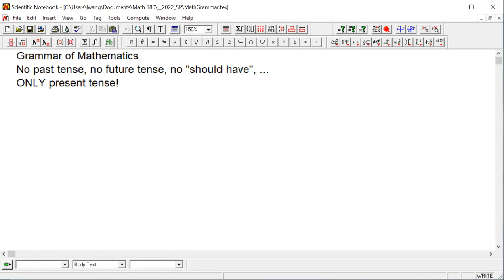Only present tense, right? So when we talk about the Pythagorean theorem, for example, that was discovered 2,000 years ago, we don't use past tense, we use present tense because it is still true. So anything and everything we talk about in mathematics, we talk about truths, either true or false. So that comes to what is the truth in math?